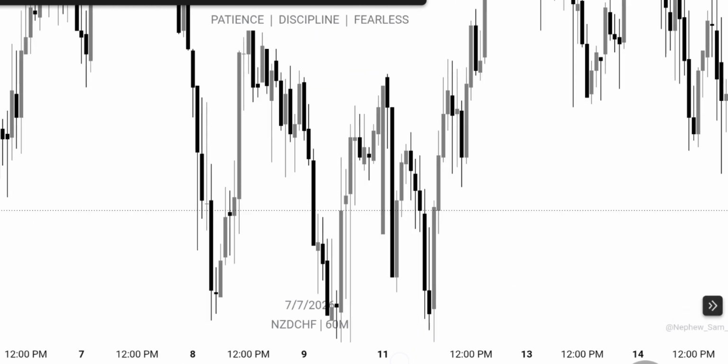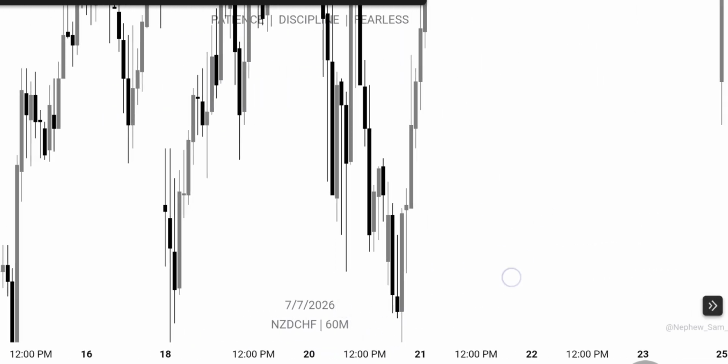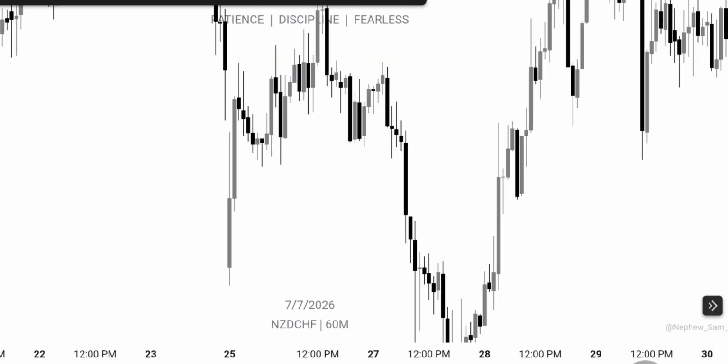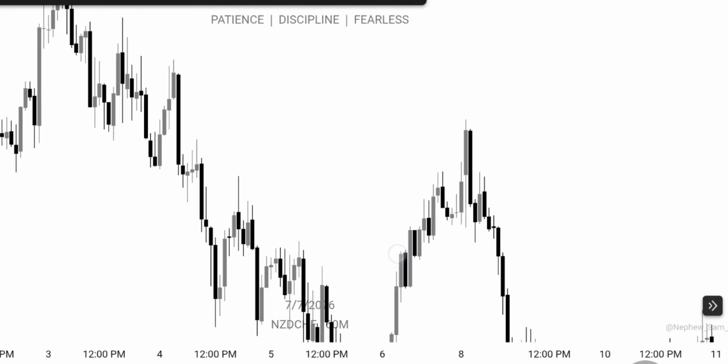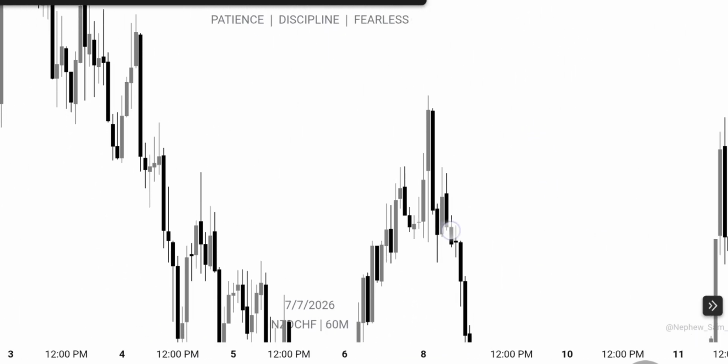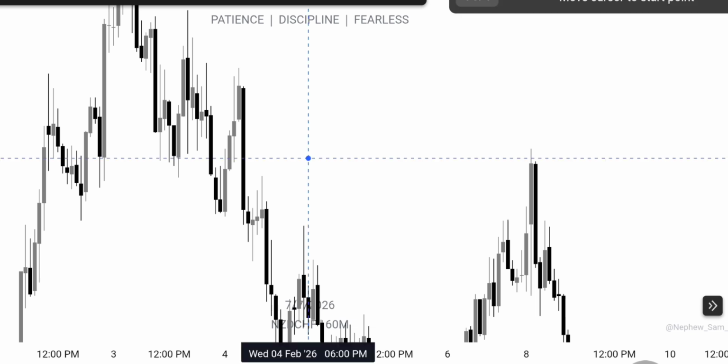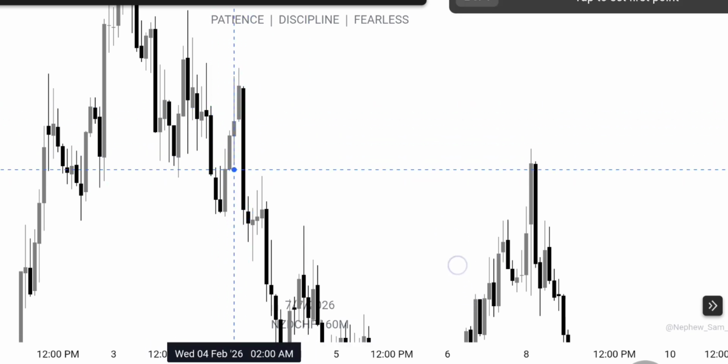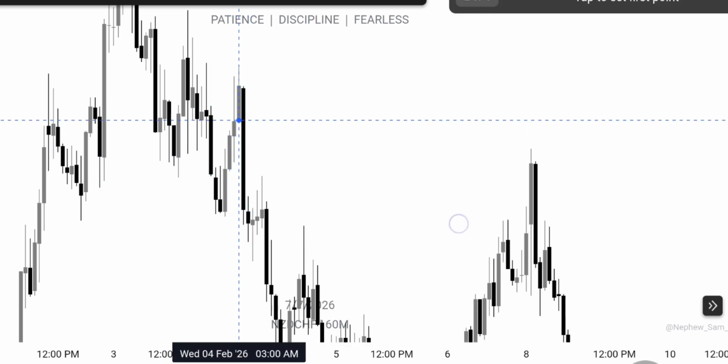See here, this is NZDCHF. By our definition, we should be able to see levels that are fresh and levels that are not fresh. So pay close attention as we check this out together. Now what do you see?